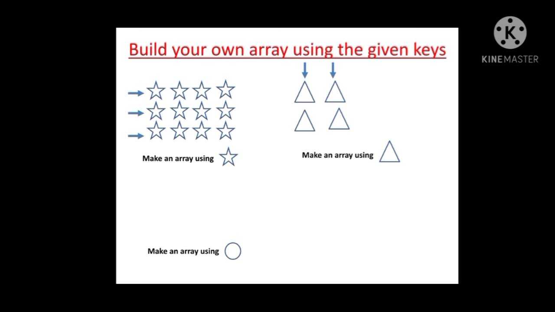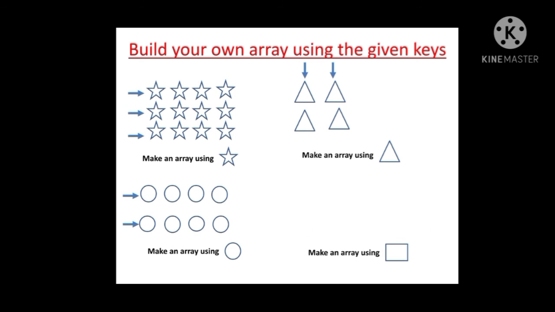Make an array using circles. I use it here, the rows. Determine the rows first. I determine 2 rows. I should put in each row the same number of circles. Count with me. 1, 2, 3, 4. The second row I put 4 also. 1, 2, 3, 4. I have another one here.